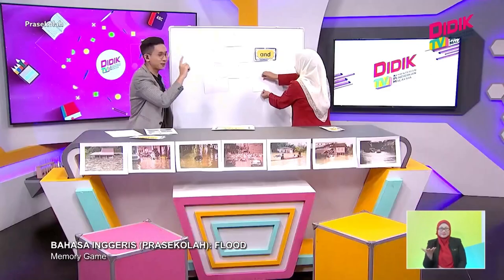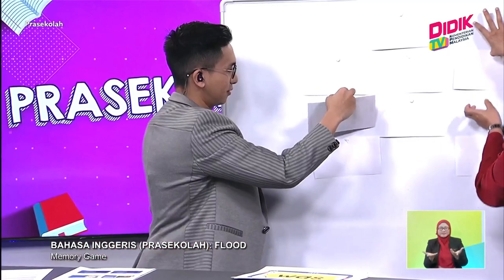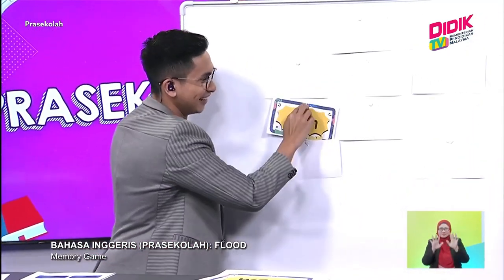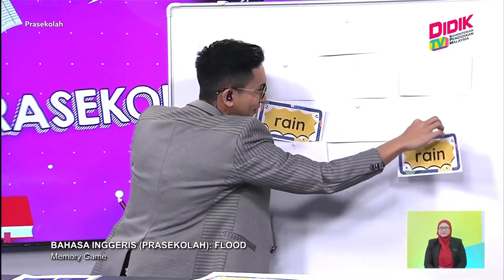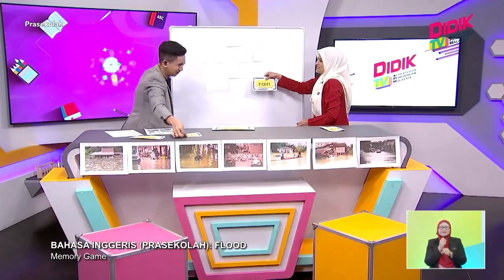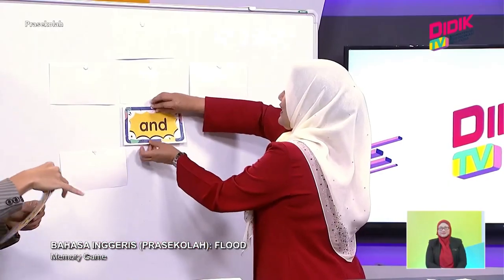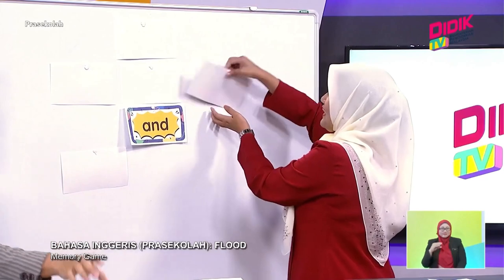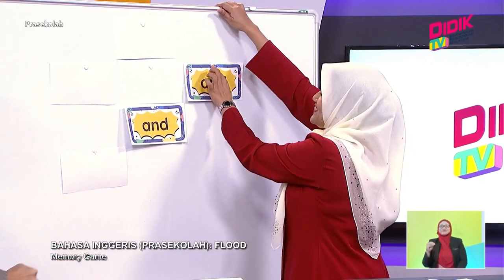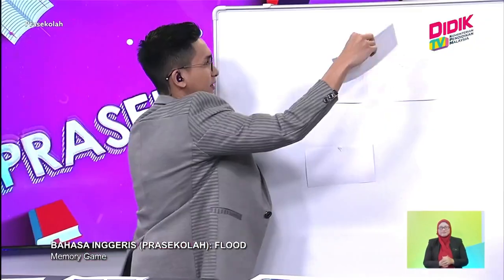And? Okay, I know. This is it. This is the winning point. Rain and rain. Oh, yes! So I get another point. Two pairs already. Let me try again. We are winning. And? Oh, no! Okay, that's good. Good job, teacher. Thank you. So I also get another point.